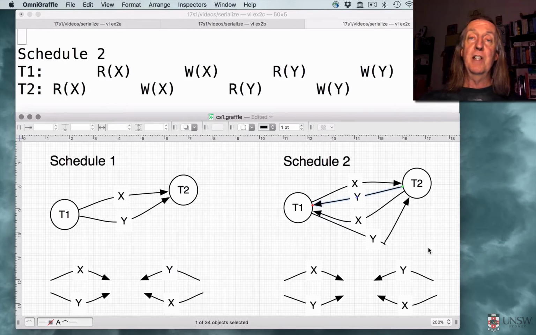So for conflict serializability: build a precedence graph, look for cycles.